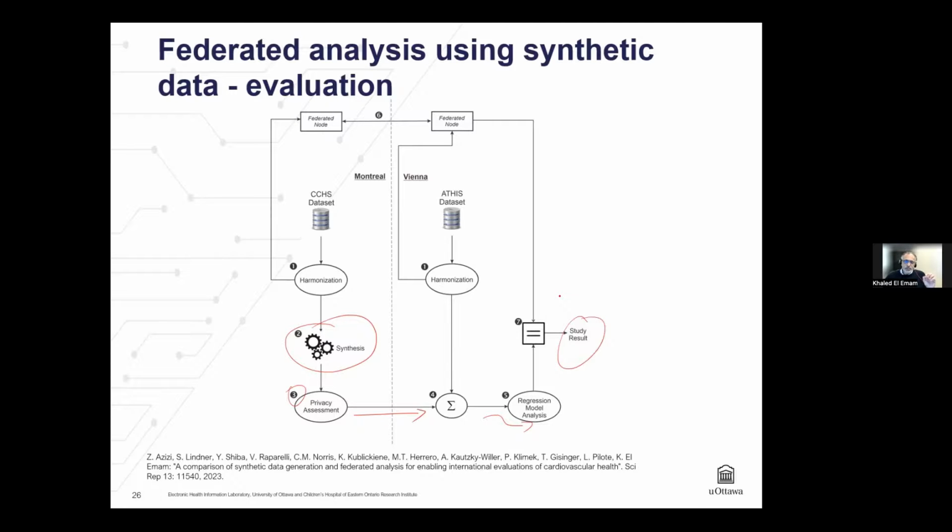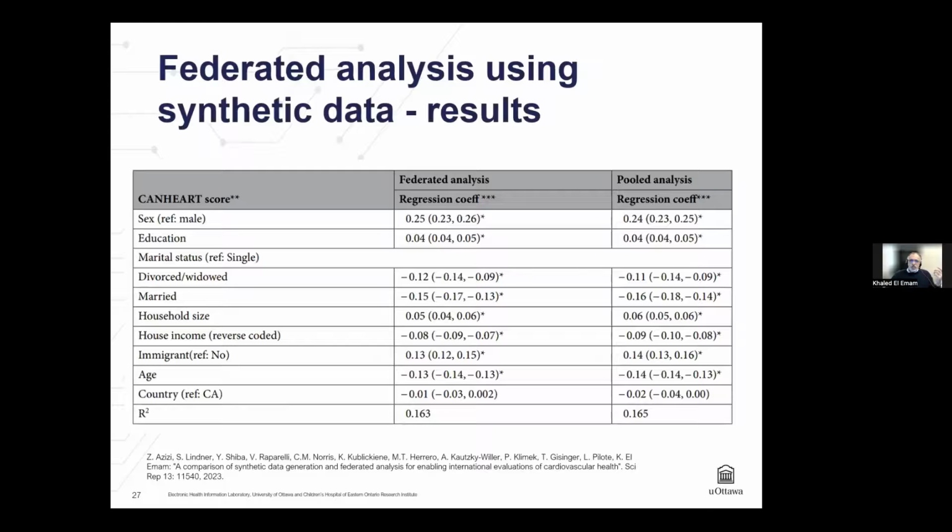The objective here was to see whether, if we shared synthetic data, we would get the same results as if we had pooled the data. And we used the federated analysis as the ground truth. The results were really encouraging. Remember, this is combining the results from 10 different data sets. This is one of the models. It was simple least squares regression with Can-Hart index as the outcome.